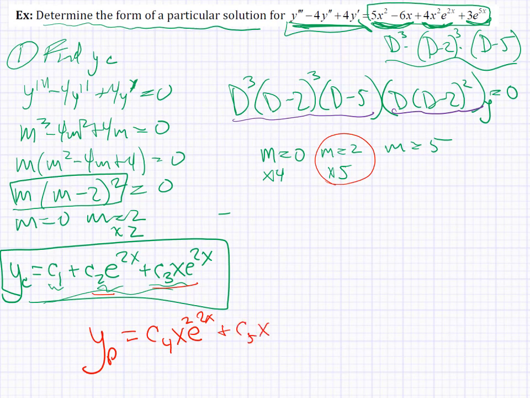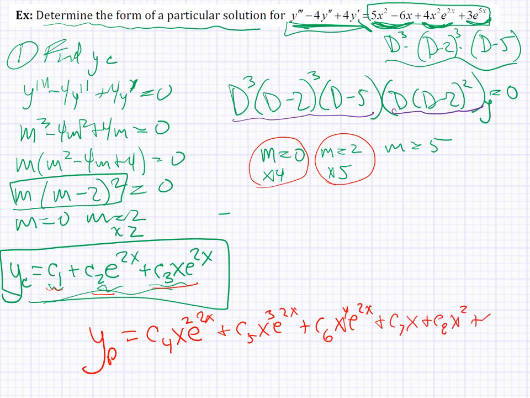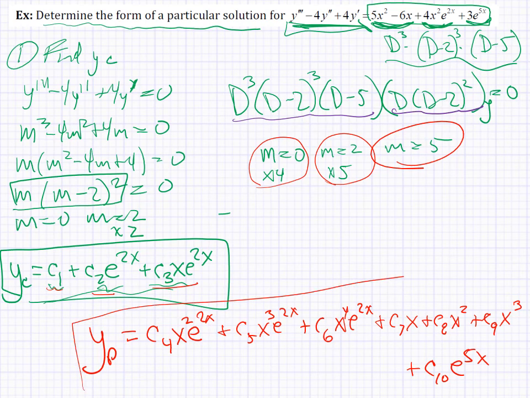So then c5 x cubed e to the 2x, c6 x to the 4th e to the 2x, so that takes care of the other three of these. Remember, I already used one of these in my y sub c, so the next three would be c7x plus c8x squared plus c9x cubed. Again, because I have c1 already, for e to the 0x is what I'm doing for each one of those. And then finally, the last one would be c10 e to the 5x using this one. And so that's the form of our y sub p.